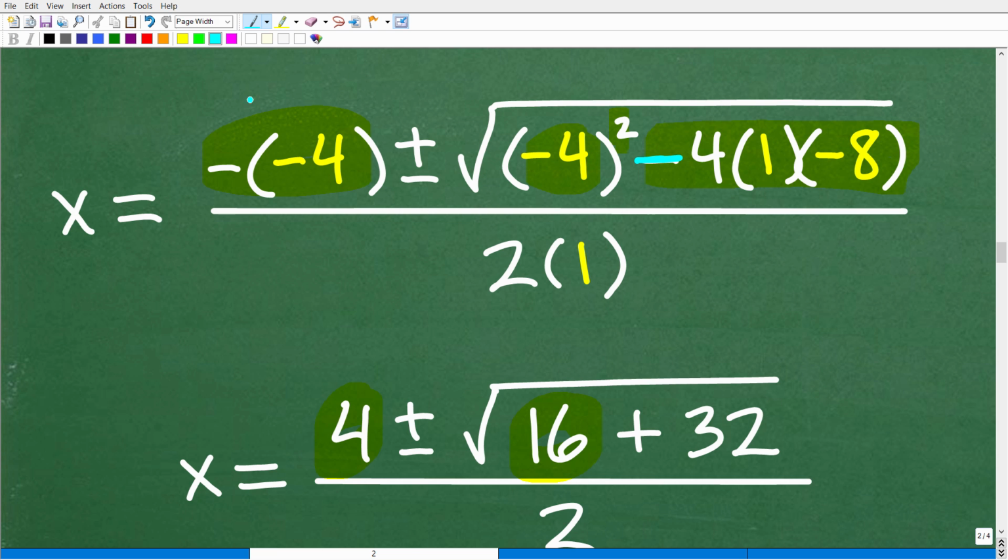Okay, so another great thing you can do here to help you not make this mistake, and the mistake I'm talking about here is not getting the sign right. So we're subtracting 4 times 1 times -8.